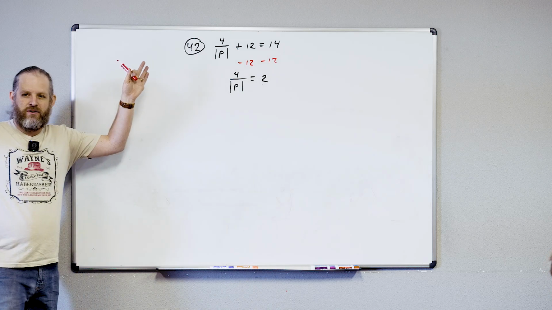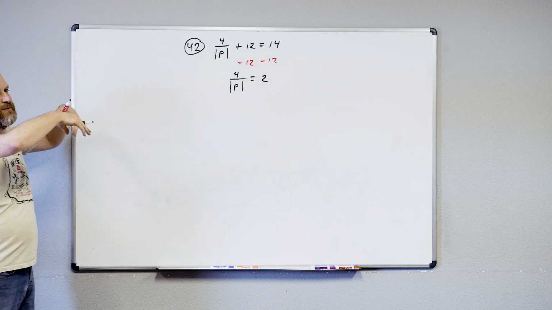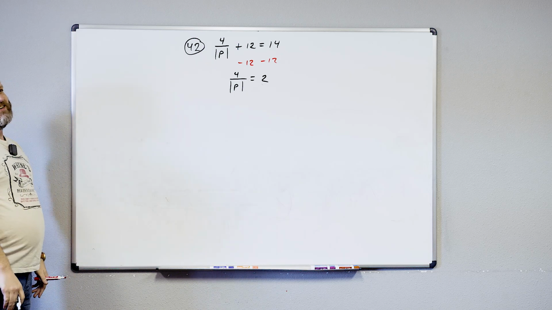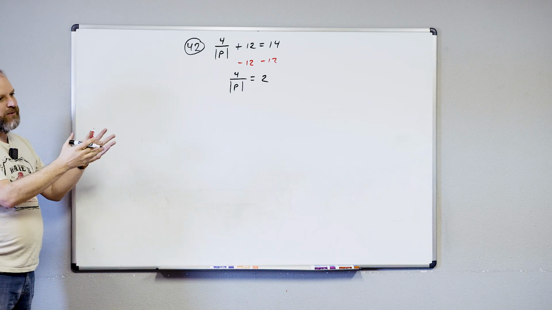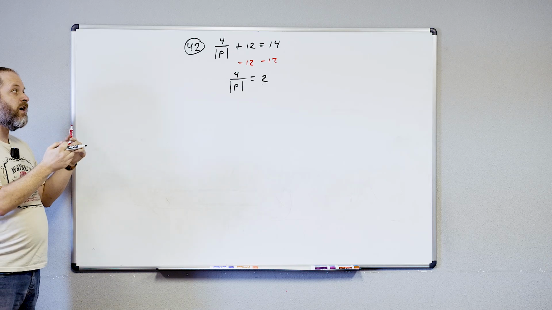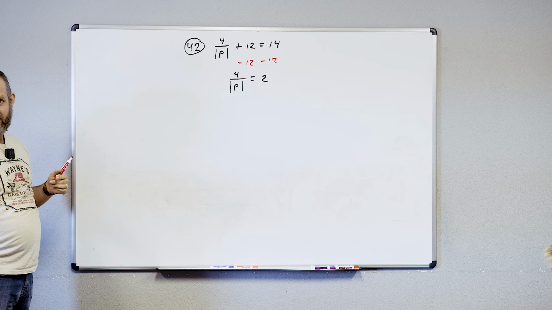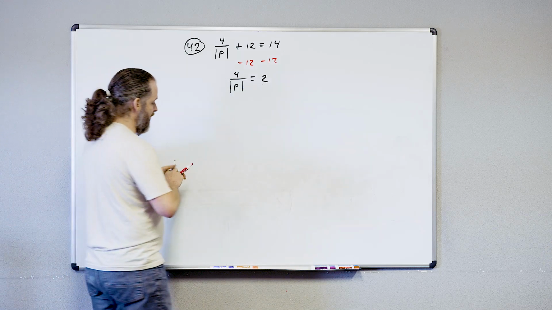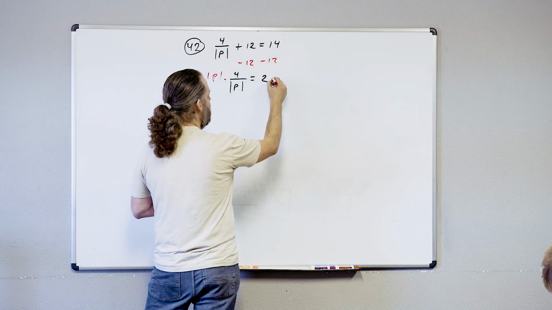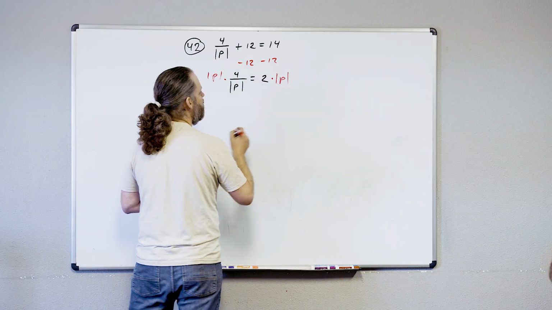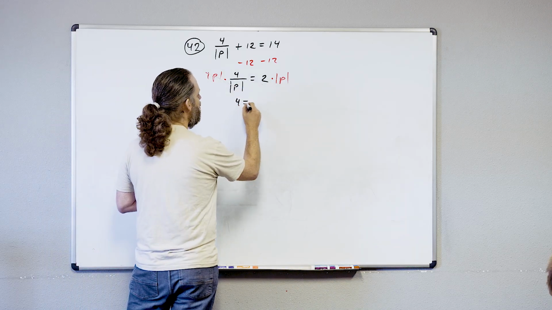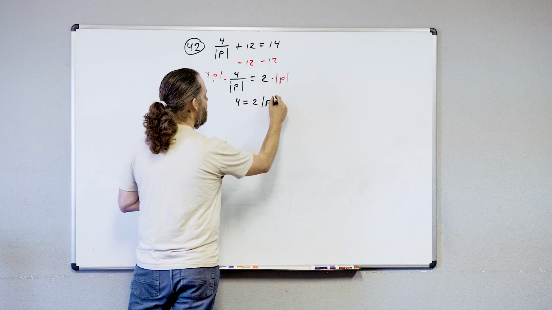Okay, now we got a big old issue here, right? We got 4 on there, we got absolute value on there, and also the p is down in the bottom. So we need him not to be in the bottom anymore. So how do we get him out of the bottom? Multiply, not 4, but you're thinking right. By p, yeah, by the absolute value of p, absolutely. So we can do this, because over here it's going to cancel, right? And then over here, it's going to be there. Over here it goes away. 4 equals 2 times absolute value of p.